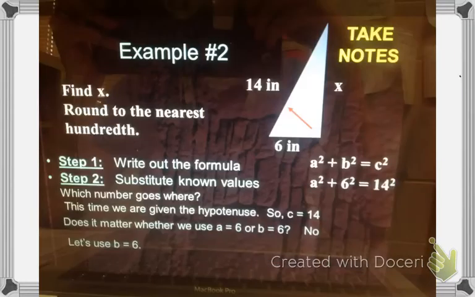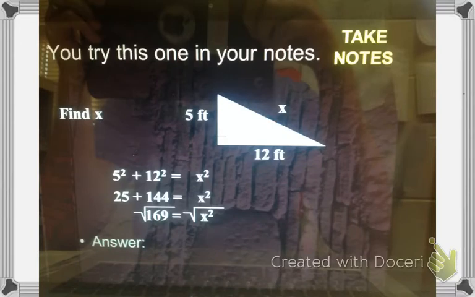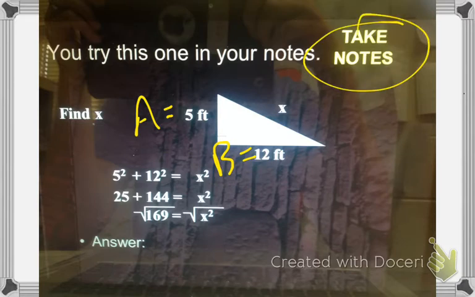So let's move on. Here's one that you can try by yourself. I set it up for you. All you have to do is find x. I said, here's A. I said, here's B. Make sure you put these in your notes. All you have to do is basically finish. I did most of it for you.